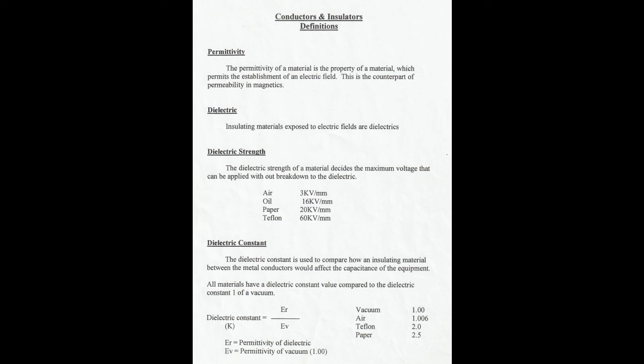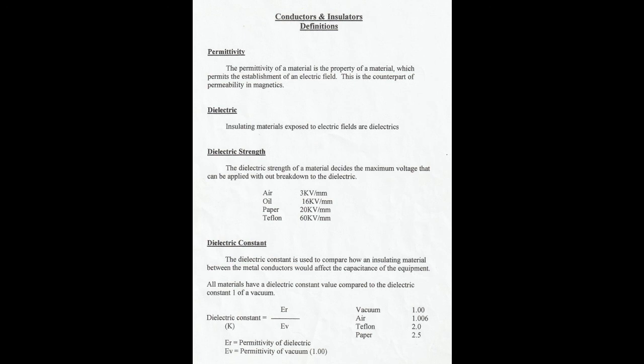So if you go back to my example with the lightning hitting the tree, how much voltage, or how much energy, is required to actually conduct through that tree? There are some examples there: air, oil, paper, Teflon. If you had 1 millimeter of air, you need 3,000 volts to actually jump that gap. If you had 1 millimeter of Teflon, you need 60,000 volts to burn through that Teflon.